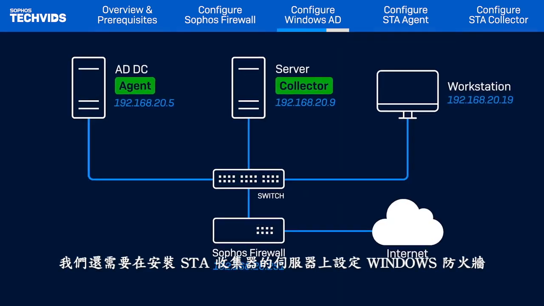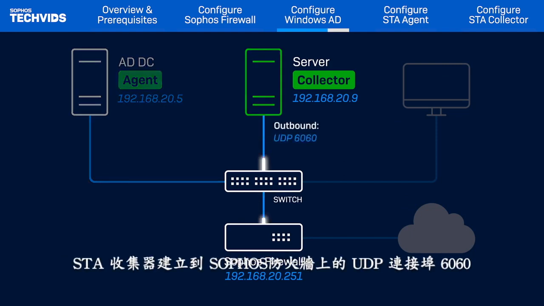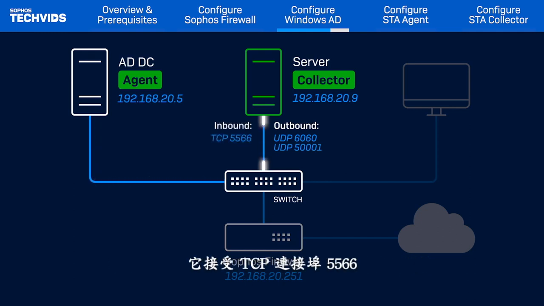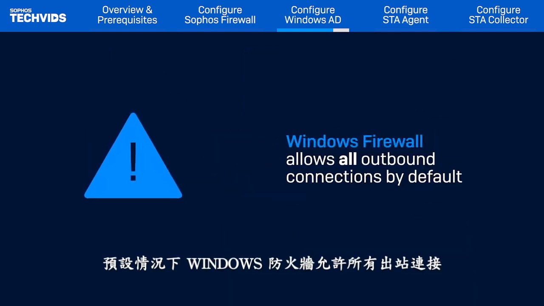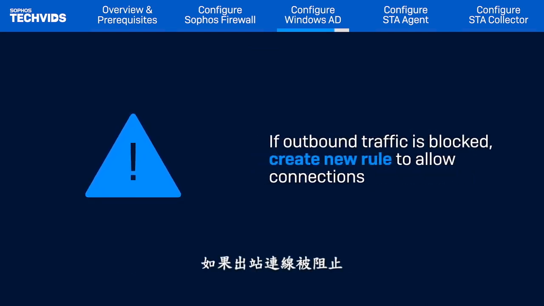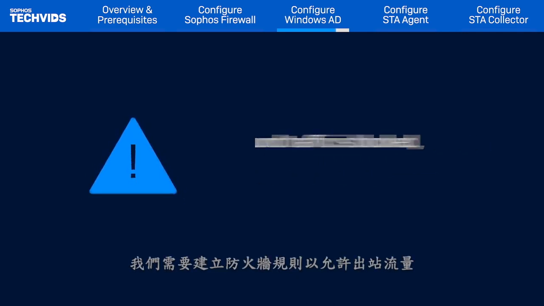We also need to configure Windows Firewall on the server where the STA collector was installed. The STA collector establishes outbound connections to UDP port 6060 on the Sophos firewall, and UDP port 50001 on the agent. It accepts inbound connections on TCP port 5566, UDP port 6677, and 50001. As mentioned before, by default, Windows Firewall allows all outbound connections, so no configuration should be needed. However, if the outbound connections are blocked, we need to create a firewall rule to allow the outbound traffic.